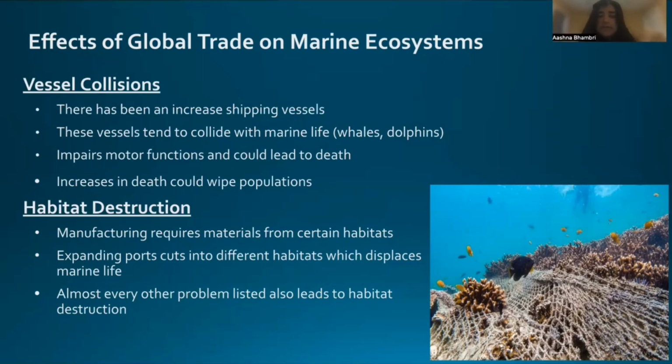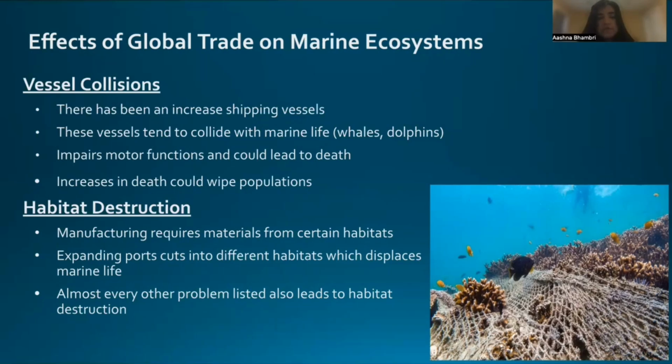There's also habitat destruction. So with the goods that we are trading around the world, the manufacturing to get those goods requires raw materials from certain habitats. And since we're using those materials, we're breaking down those habitats for certain species, which again displaces them and makes it hard for them to live.